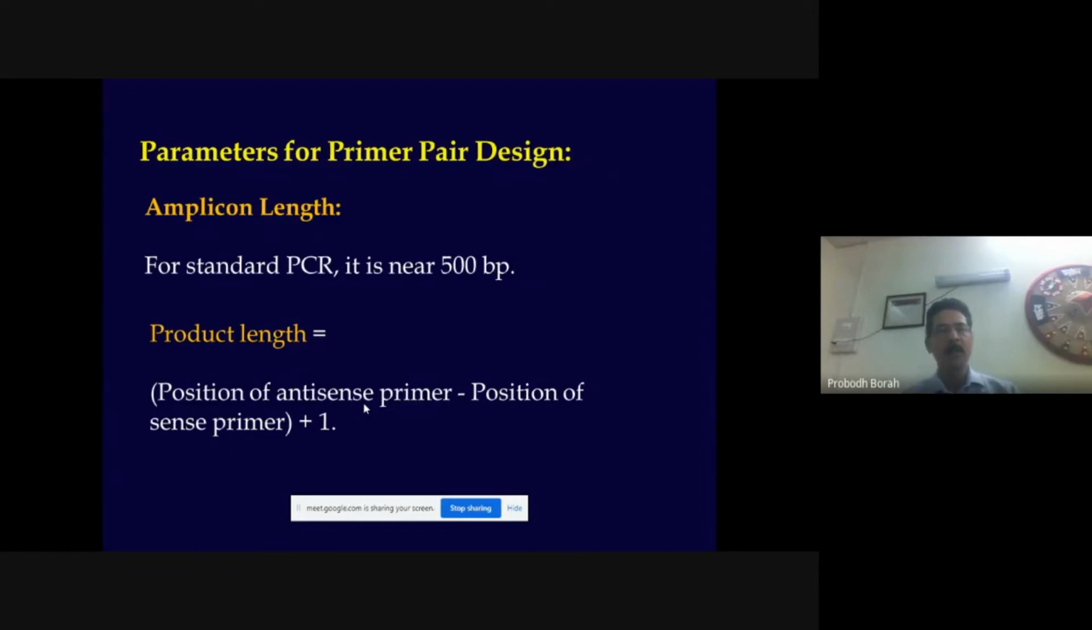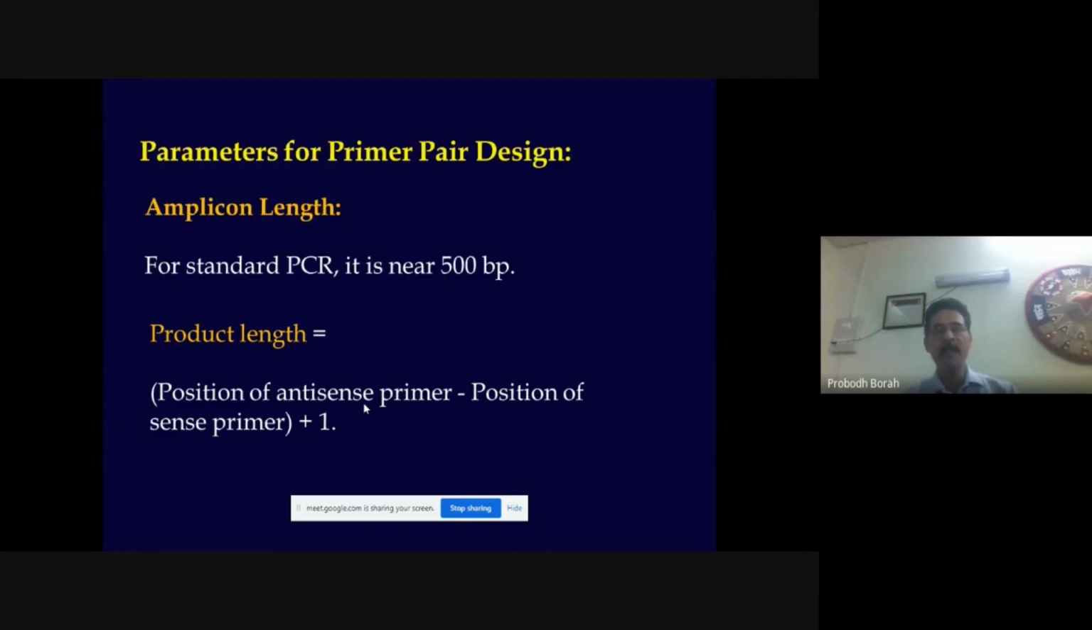So that can be calculated by this formula: position of antisense primer, antisense primer means the reverse primer, minus position of the sense primer or the forward primer, plus 1. You may ask me why this 1 has to be added. This has to be added because the product will also contain both the first and the last nucleotide.